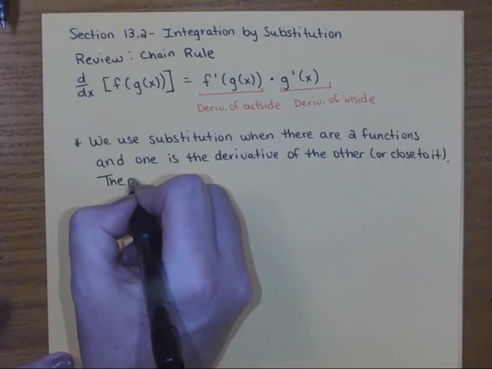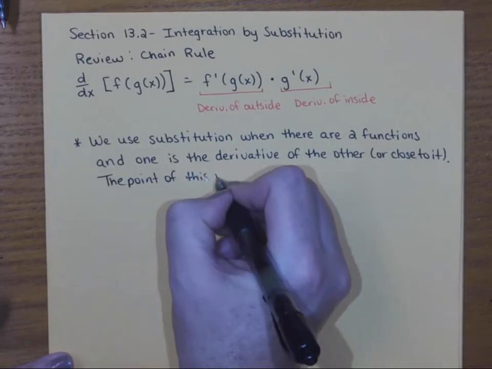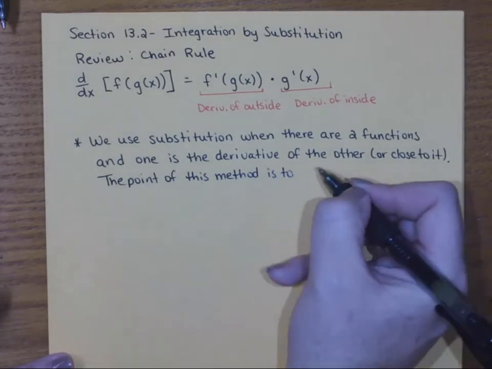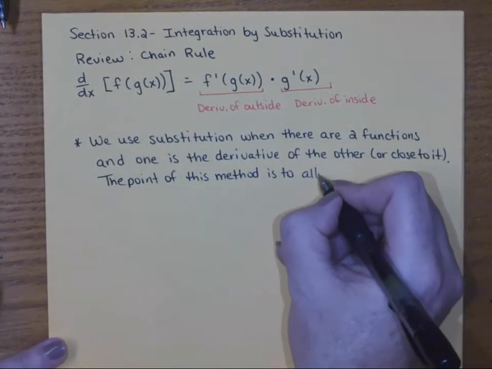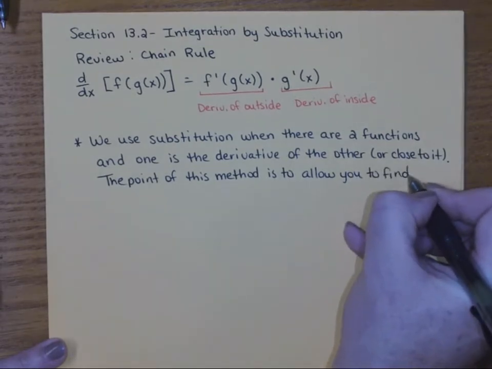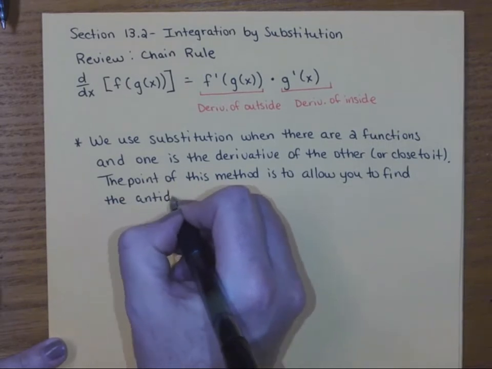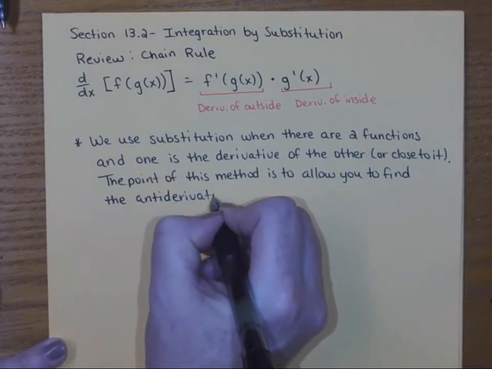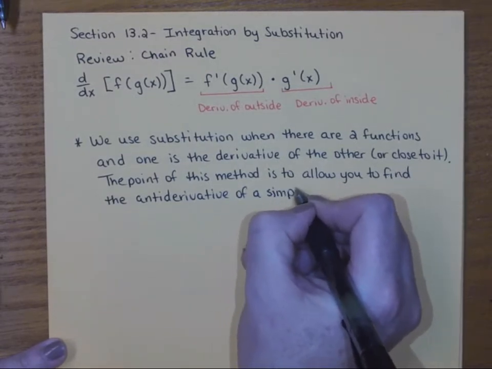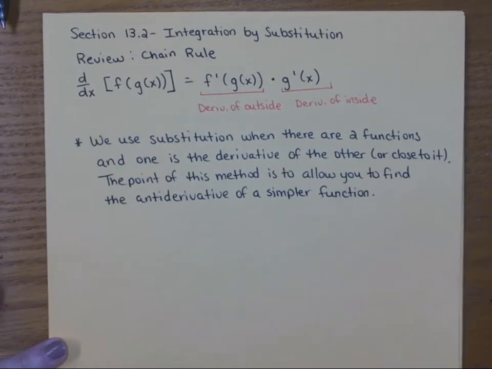The point of this method, the point of any sort of substitution, even back when we did it in algebra, the point of substitution is to make the problem easier to solve. So the point of this method is to allow you to find the antiderivative of a simpler function rather than the more complicated one that you're looking at. So if you can try to remember that, the point of this method is always to do the calculus on a simpler function so that we don't have to strain our brains as much.